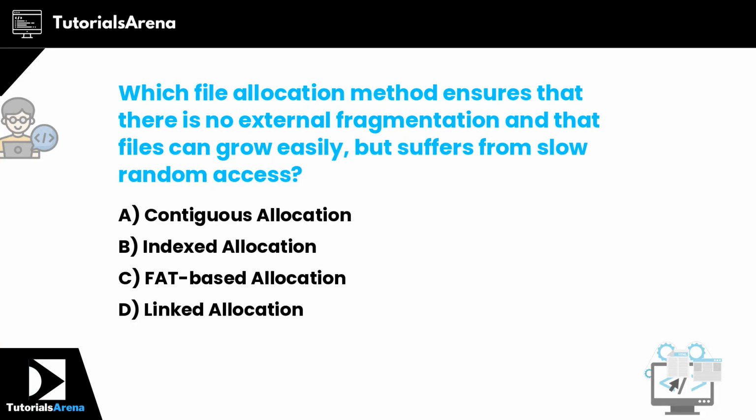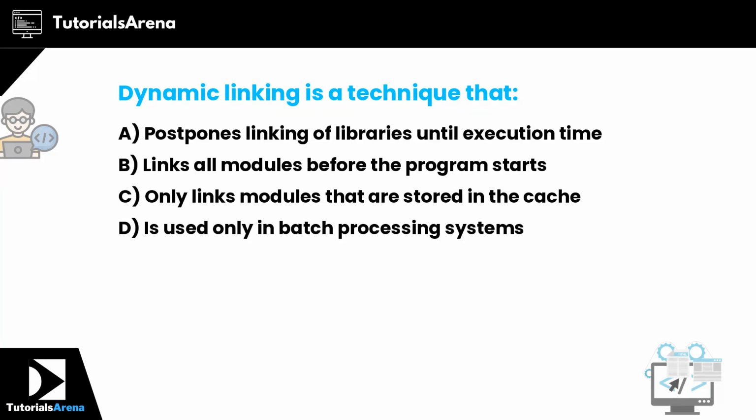Which file allocation method ensures that there is no external fragmentation and that files can grow easily, but suffers from slow random access? The correct answer is option D, linked allocation. Dynamic linking is a technique that the correct answer is option A, postpones linking of libraries until execution time.